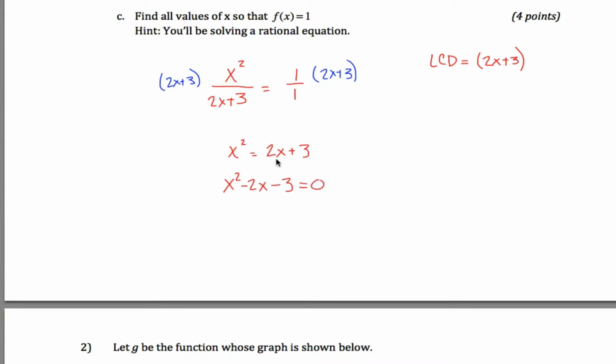So I'll subtract 2x from both sides and subtract 3 from both sides and get here. And then try to factor. If the left-hand side factors, it's going to factor into this form right here. And I'll have to figure out what goes here and here.